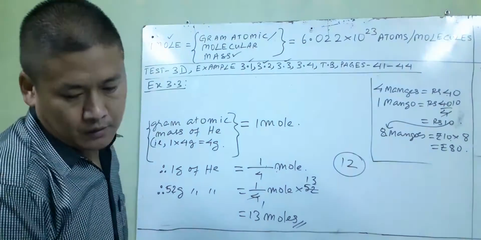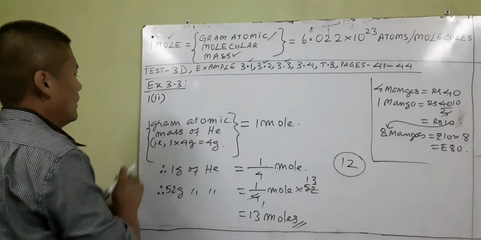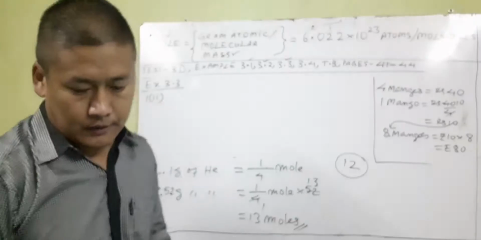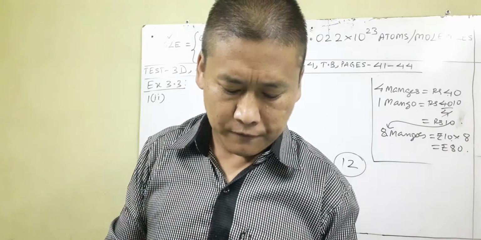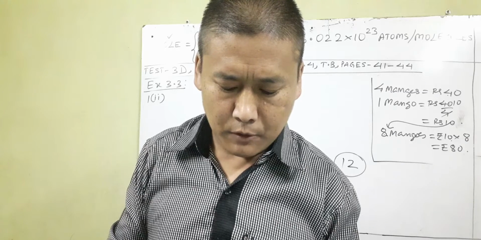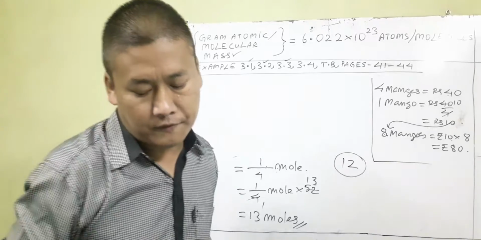3.3, number 1, and subheading Roman letter 2. I hope you're getting it. Now, let us see there. Calculate the number of moles for the following. Number 2 is different. 12.044 into 10 to the power 23 helium atoms. Still atoms, but this time the method is different.